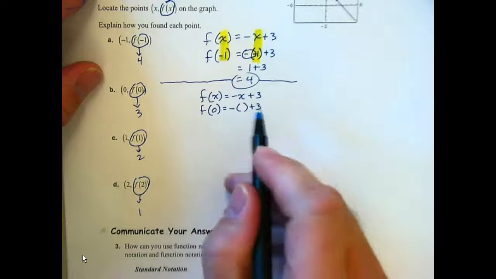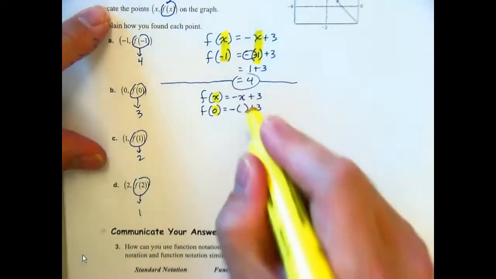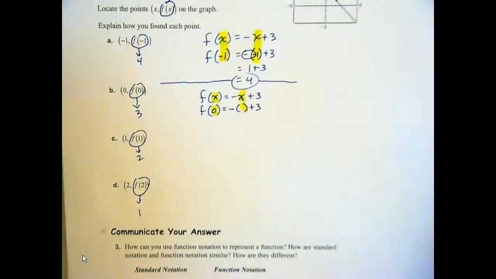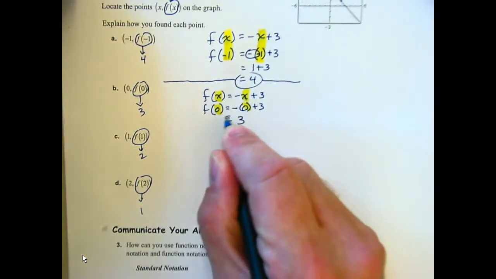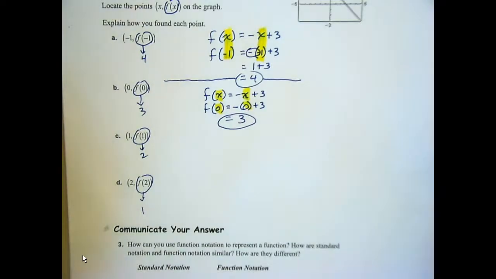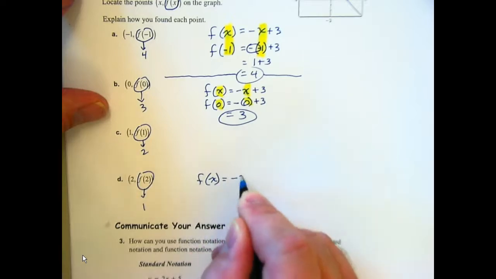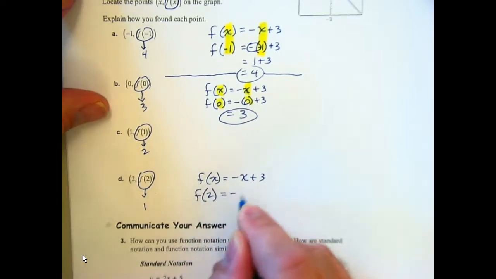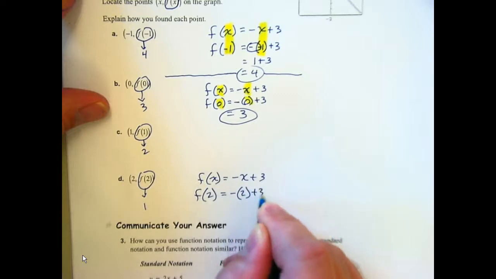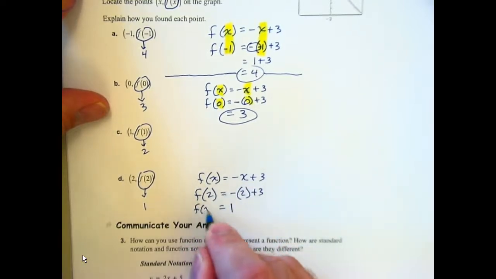Notice the only thing that changes is the x part. X is 0, so we're going to put 0 in for x there. The negative stays there. What do we get? Yeah, we get 3. That's how we're doing input-output. So if I did this last one, f of x equals negative x plus 3, I'm going to do f of 2. That means I'm inputting 2 for x, and I get an output of 1.